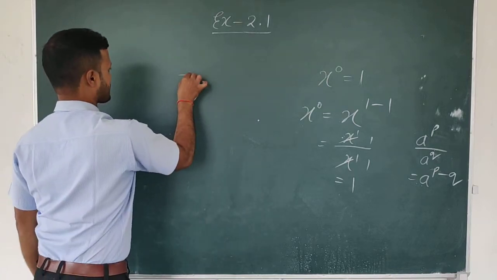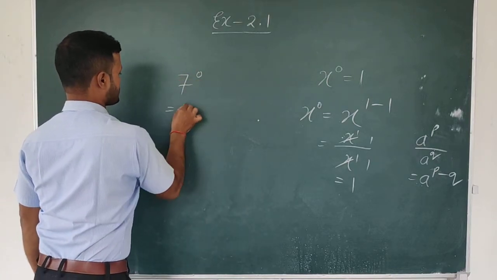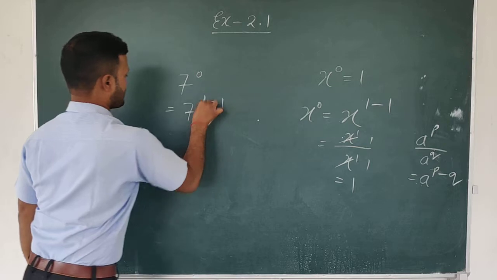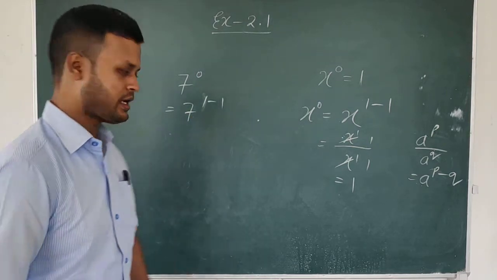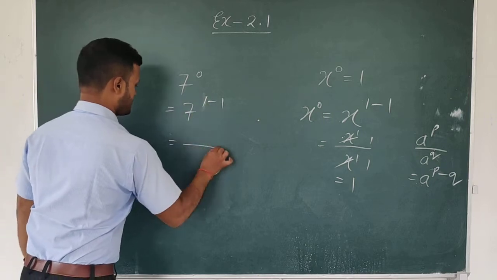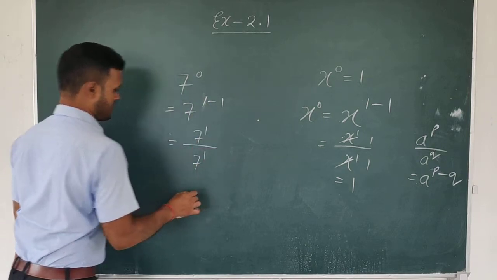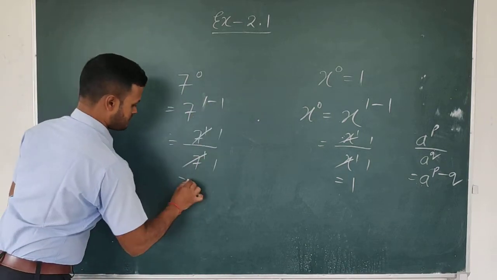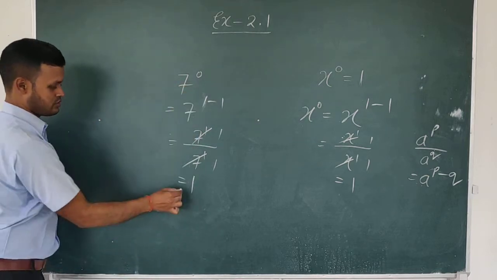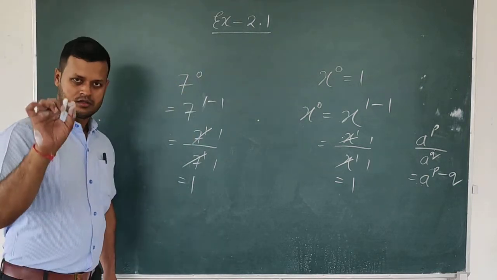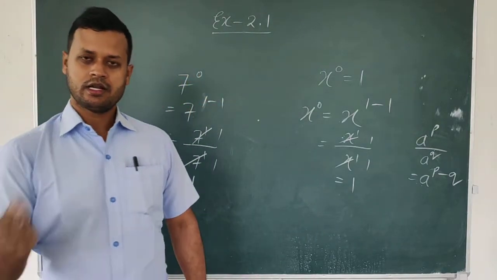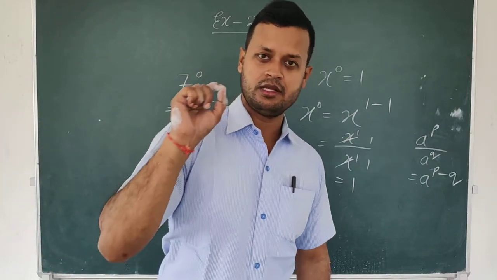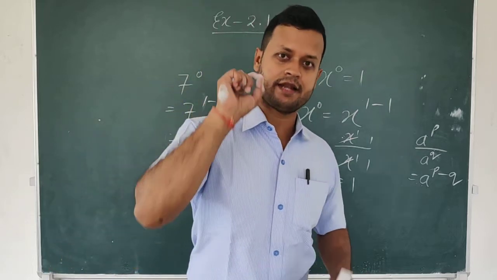Similarly, 7 to the power 0 is also the same way. 7 to the power 1 minus 1. Any number to the power 0 is 1. So 7 to the power 1 by 7 to the power 1, 7 and 7 cancel. Answer is 1. 7 to the power 0 is equal to 1. Understood? You must understand these things very minutely. Your understanding of these things must be absolutely wonderful. Everything must be clear in your mind.